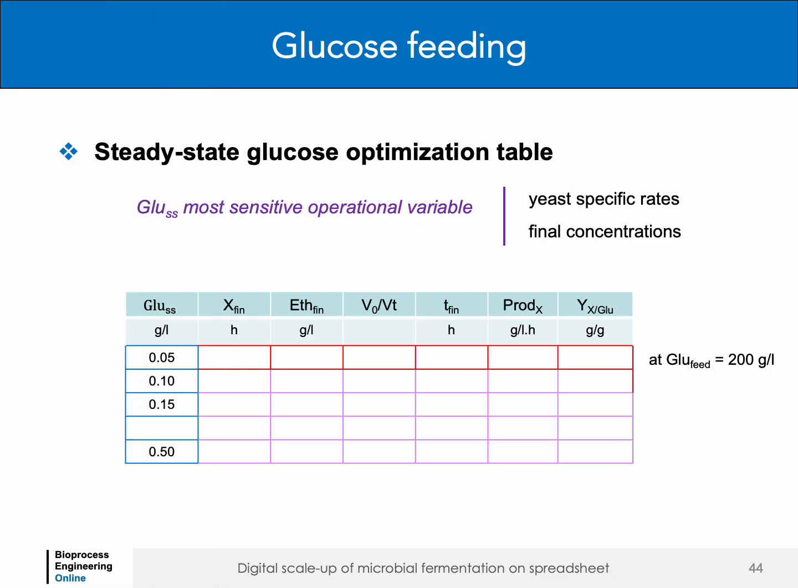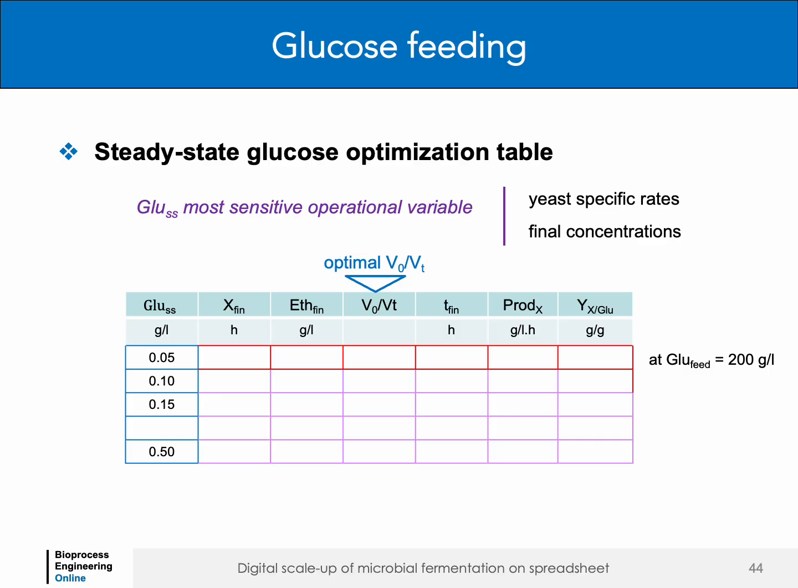During the fed batch feeding phase, the steady-state glucose concentration, GLU SS, is the most sensitive operating variable. It directly governs yeast growth and metabolic activity and strongly influences the final biomass concentration, ethanol production, and fermentation duration. The simulation model using the optimal initial volume fraction, V0 over Vt, is therefore used to assess precisely the influence of GLU SS on fermenter productivity prod X and glucose-to-biomass conversion yield Yx over GLU.